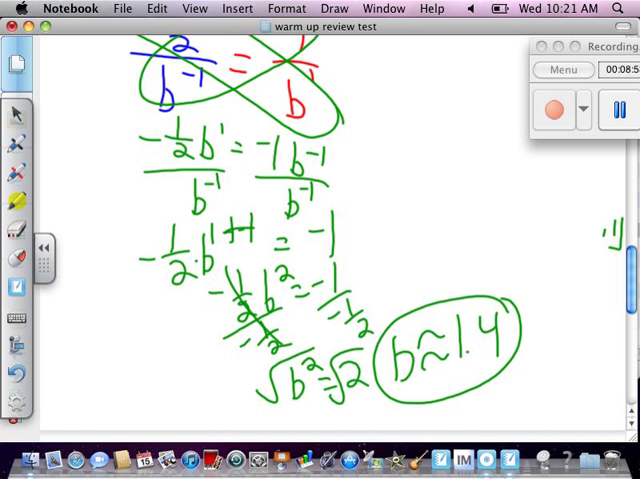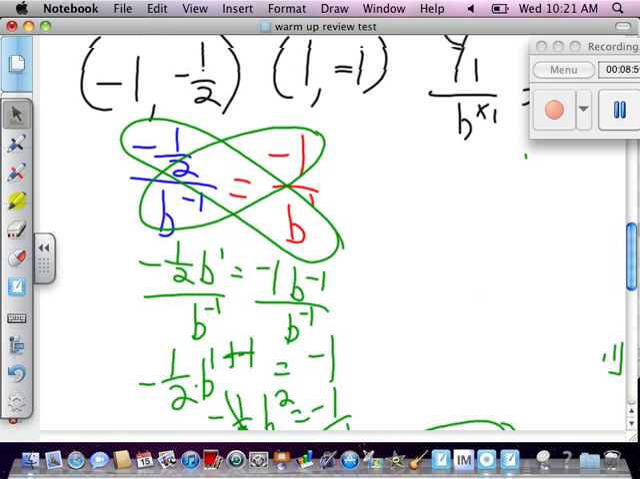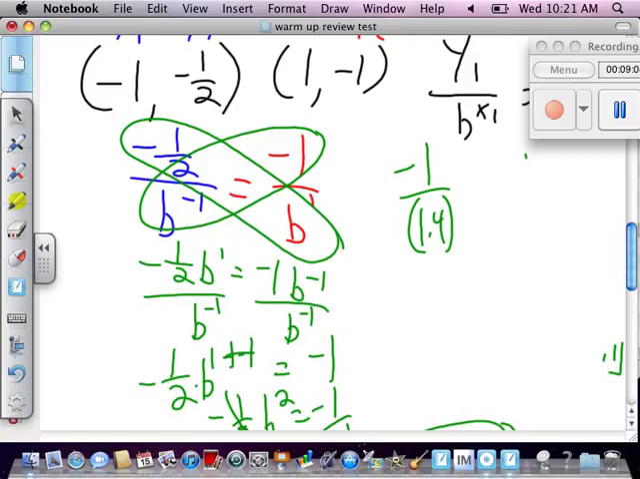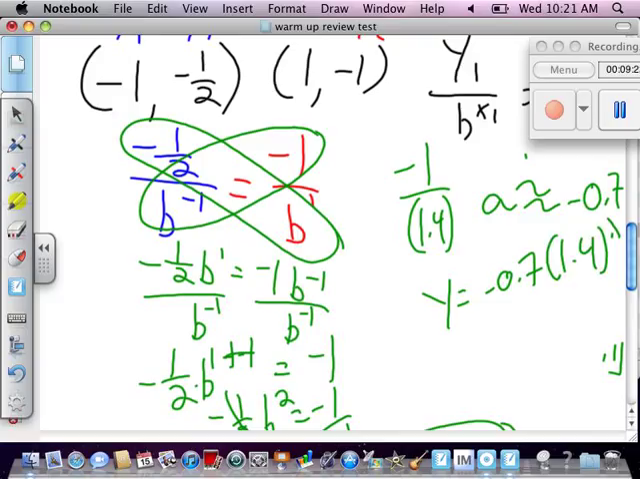Once you have b, what do we have to still find? A. So we go back, we pick either side of this equation. I'm going to pick this side. We're going to put in b, 1.4. So -1 divided by 1.4 gives us -0.7. So A is approximately -0.7. So we have y equals -0.7 times 1.4 to the x.